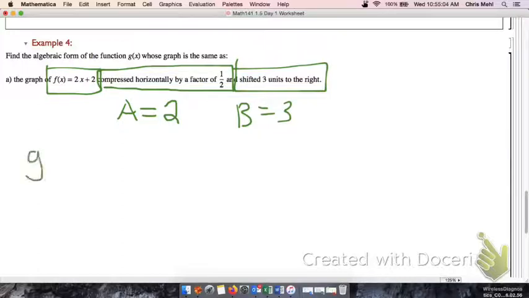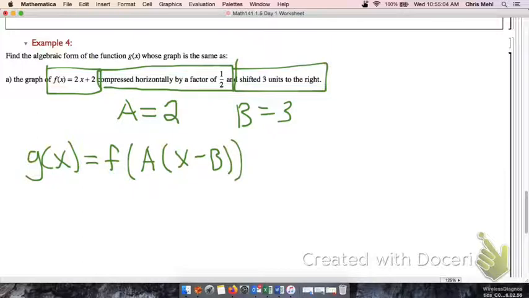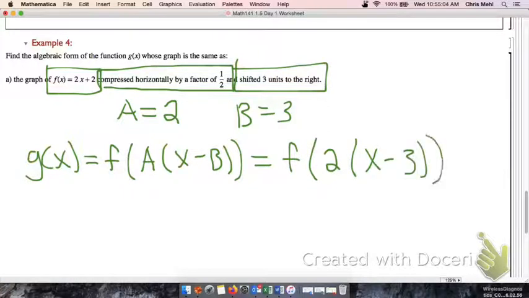So now the new function g of x, I'm just going to write the general form of horizontal transformations. I get f of a times x minus b. And first thing I'll do is replace a with positive 2, and I'll replace b with 3. So again, that's telling me to do a horizontal compression by 1/2. b is positive 3, that's a shift right 3 units.